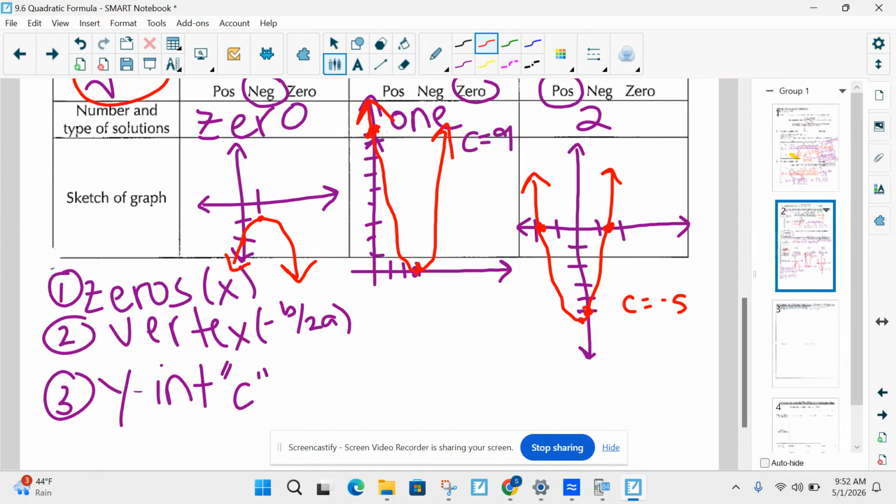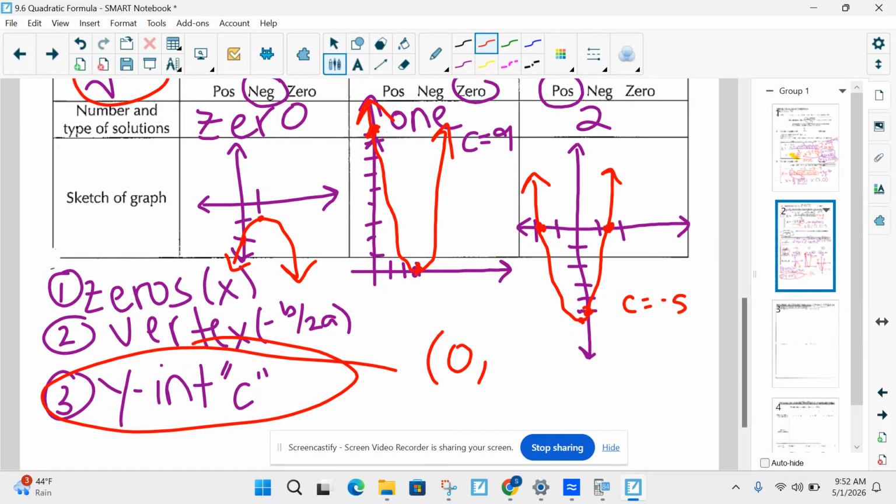It's the c. C is part of the equation. It's the last number in the equation. A y-intercept is when x is 0, and if you plug 0 in, the x squared and the x would cancel out, and you would just get c.